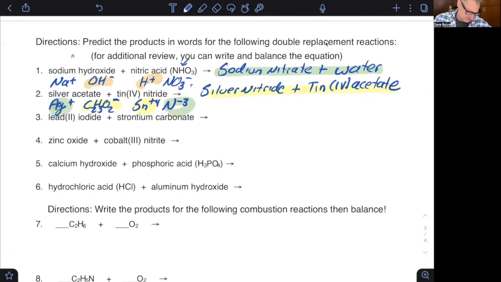Okay, lead II iodide. So lead II, Pb with a +2 charge. That's what the 2 means. Iodide, that's just iodine, and that forms a -1 charge. Strontium, which is Sr, forms a +2. Carbonate, okay, remember that's an ate. So I want to look at my list of polyatomic ions and see what carbonate is. And carbonate is CO3 with a -2 charge.